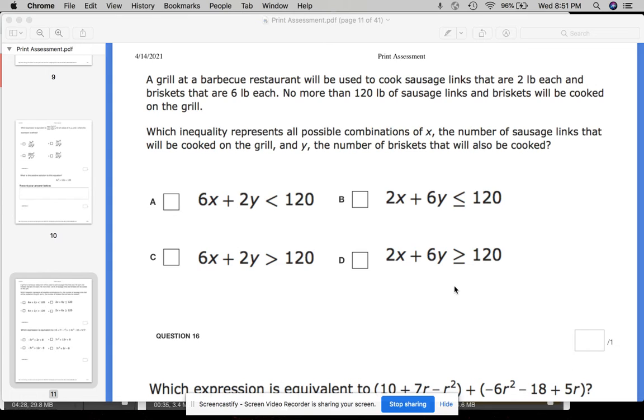A. 6x plus 2y, symbol 120. B. 2x plus 6y, symbol 120. C. 6x plus 2y, symbol 120. D. 2x plus 6y, symbol 120.